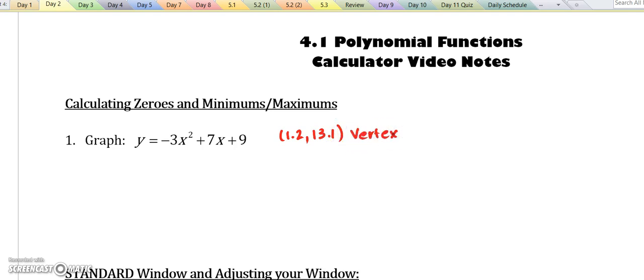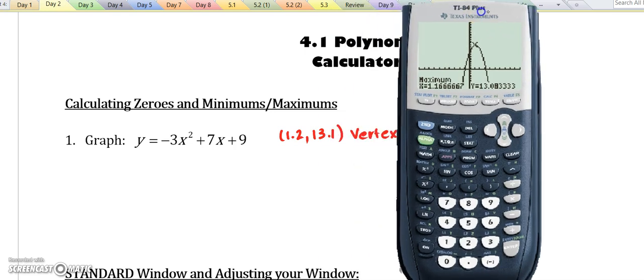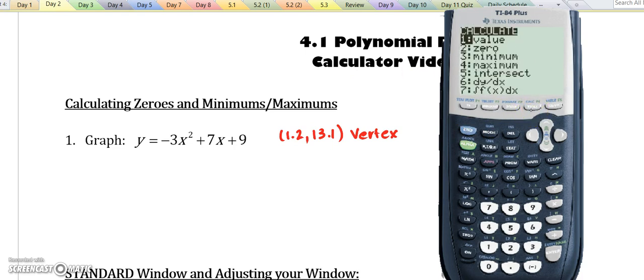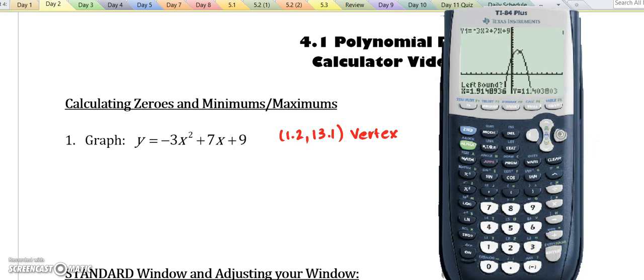And also something we practiced calculating were our zeros. Zeros is just another way in the real number system to say x-intercept. So I have a zero here and here. I'll just practice calculating one. How about this zero? So I'm going to go back to calculate. So second trace, or calculate. I'm obviously going to choose the option zero to find a zero, also known as an x-intercept.